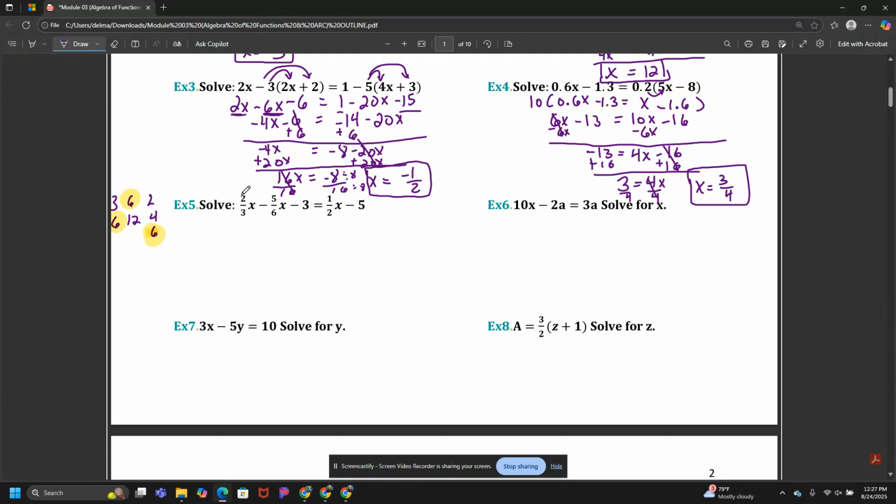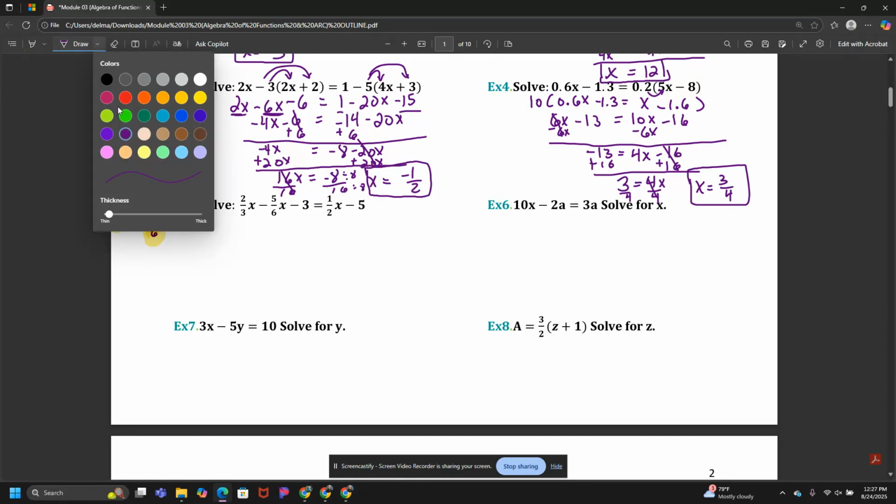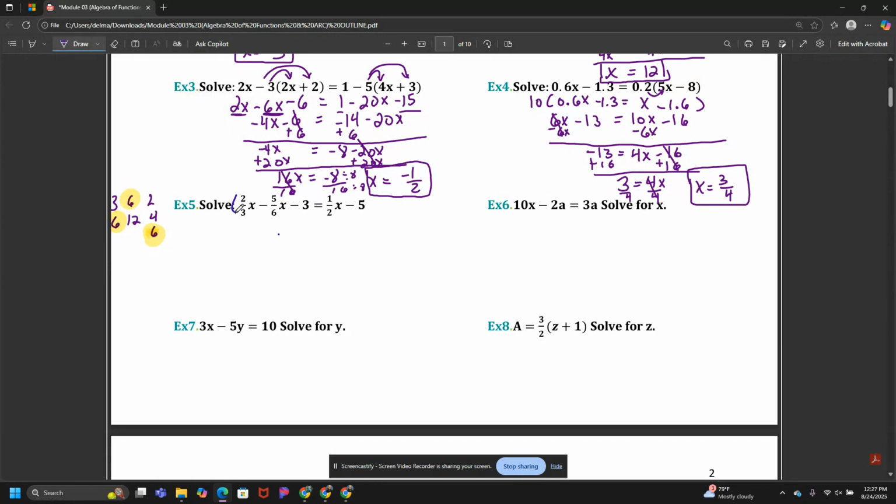So that lets me know that I can multiply this whole thing, and let's change the color because it's sort of blending, by 6, and I'll no longer have fractions. So 6 times 2, that's 12 over 3. And I'll just write this intermediate step. Y'all don't have to, but I like for you all to be able to see what I'm doing. 6 times 5 is 30. 6 times negative 3 is negative 18. 6 times 1 is 6. And 6 times 5 is again 30.